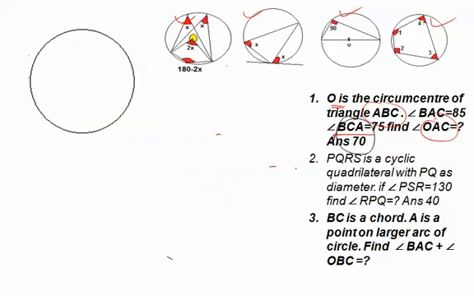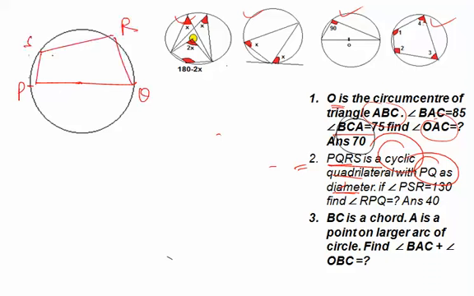Now let's discuss the next question. PQRS is a cyclic quadrilateral and PQ is a diameter. Suppose this is your center. So PQ is your diameter and PQRS is the cyclic quadrilateral. Angle PSR is 130, this is given, and you have to find RPQ. RPQ means this angle, this much angle, you have to find out.